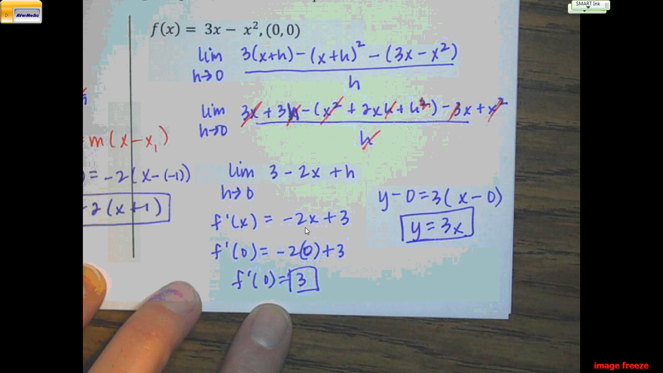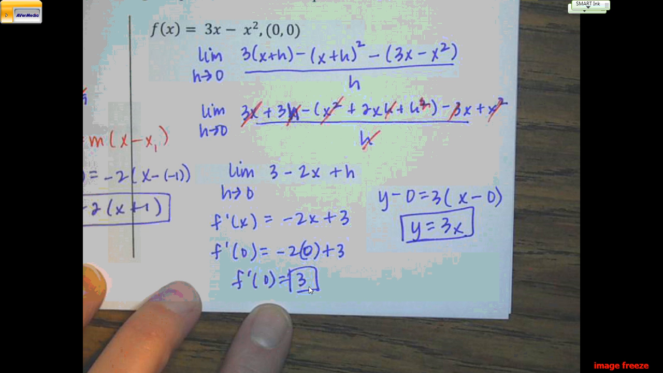So now that you have your formula, the x value they wanted you to find was 0, so I plugged in my 0 right here. That's why it says f prime at 0. I'm naming what I'm doing so that the reader knows what I did. Plug in 0 and you get 3. That means that's the slope of the tangent line at (0, 0).